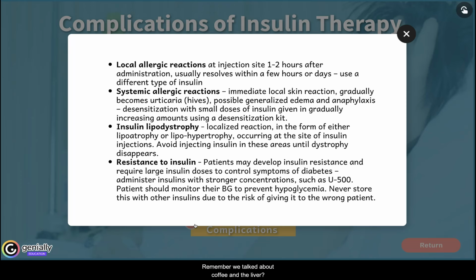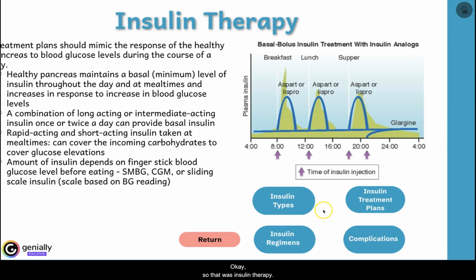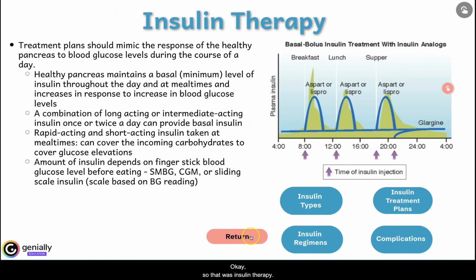Remember we talked about coffee and the liver? Same way, right? When you have been constantly giving insulin, patients might become resistant to insulin. And when that happens, they're given stronger concentrations. We call the U500, right? But now they need more and more and more insulin. And so when we're giving insulin, we need to make sure that we're giving the patient the right concentration. You don't want to give them the U500 concentration. Usually the normal one is U100. Okay, so that was insulin therapy.